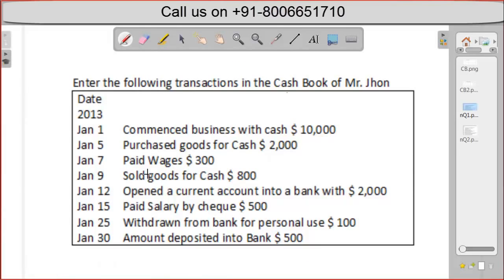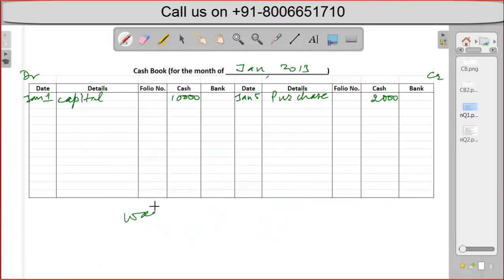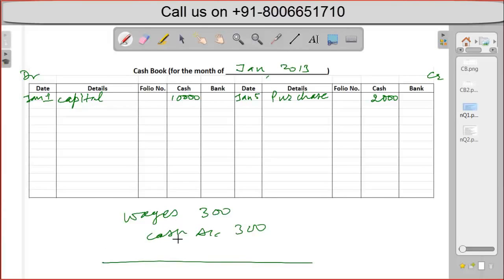Our next transaction is which one, tell me? See, wages is an expense, so we will debit the wages with $300, and cash is gone, so we will credit the cash account, $300. Understood? Now tell me, cash account debited or credited? So this transaction I will record on the credit side. In the cash column, first write down the amount, $300. Then write down the name of the opposite account, which is wages, and then put the date, January 7.